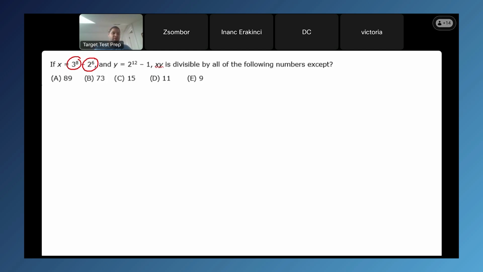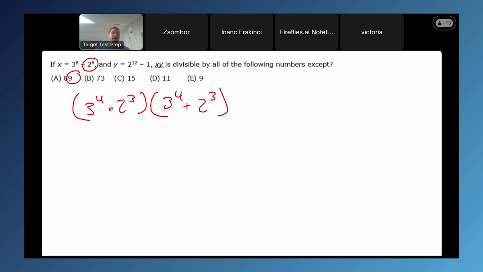So yeah, that's one of my big questions here, is whether or not you guys saw that this was 100% difference of squares, meaning, can I break this into 2 to the 3, 3 to the 4 times 2 to the 3, 3 to the 4 plus 2 to the 3. I know what you're asking.